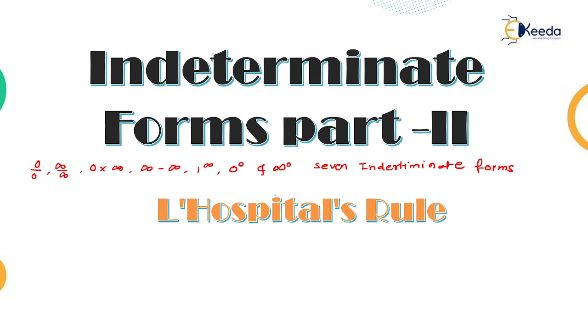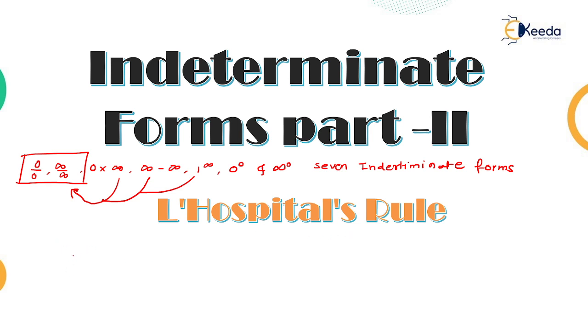Now we have to solve this type of limits, so the L'Hospital rule is required. The L'Hospital rule is only applicable for the first two indeterminate forms. To solve the third to seventh forms, we have to convert all these types into 0 by 0 or infinity by infinity indeterminate forms, and after that we use the L'Hospital rule.